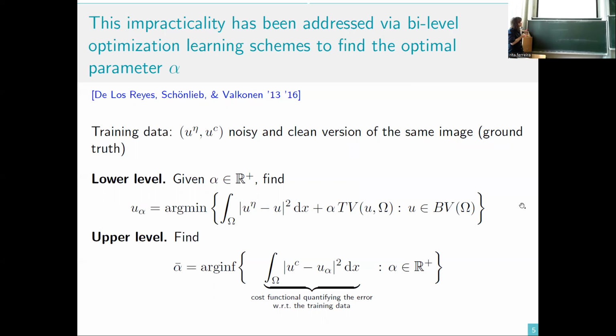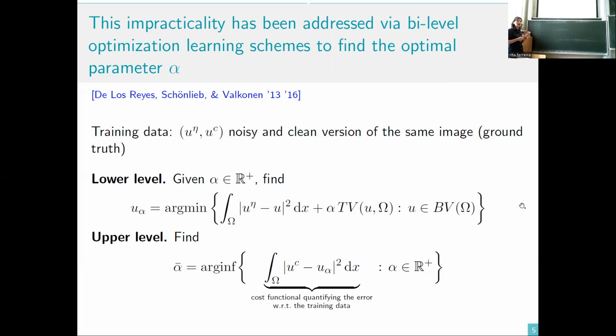In imaging studies, say that you are given training data. This is your perfect data: you know the noisy image, but you also know the clean one. Then how do you do it? Let me start with the lower level. It is just what you have seen before: fix an alpha, then you find the minimizer of your TV model. For that alpha, you get your corresponding reconstructed image. And then there is the upper level, where you find your optimal alpha.